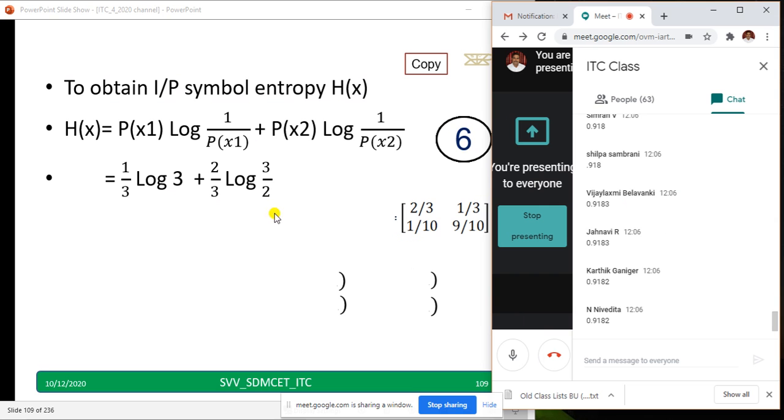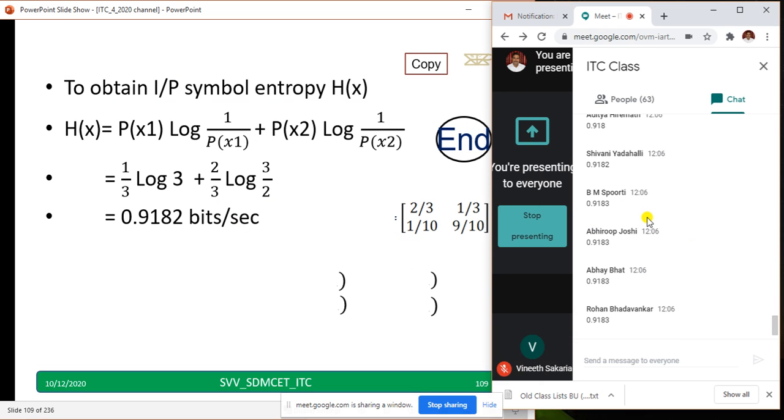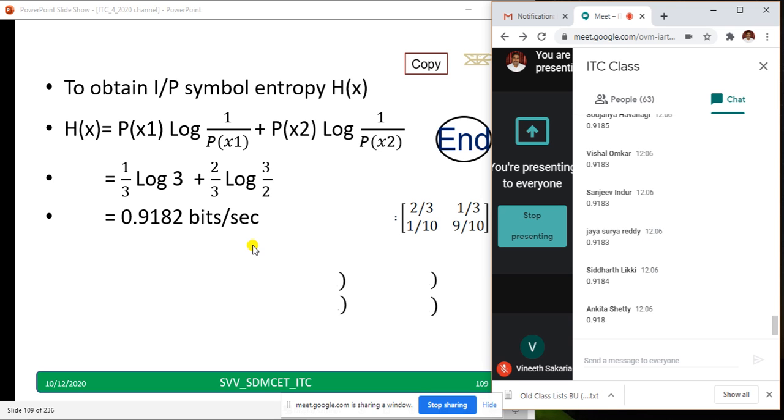Let me show that answer to you. I got 0.9182 bits per symbol. I think the majority have got the same answer. Rohan, Abhay, Shahasan, Saujanya, Vishal, Jaysurya, everybody, Siddharth, all are getting 0.91 only. And even Ankita Shetty has got the same answer, 0.918. So now let us go to the next.